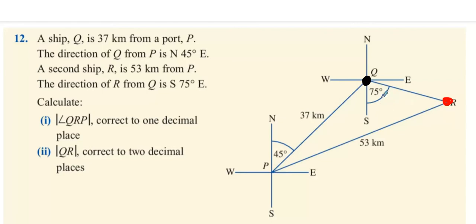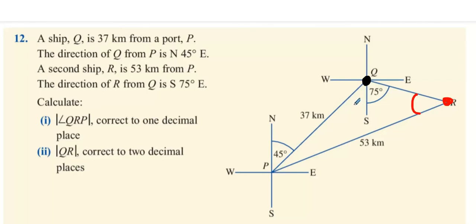So we know that's 75. Calculate QRP. Which one's QRP, lads? Which one's QR to P? We have to calculate that angle there, don't we? Everybody happy with that one? Now, how we're going to do it is a different matter. Okay. We need 1 full angle to make this work.